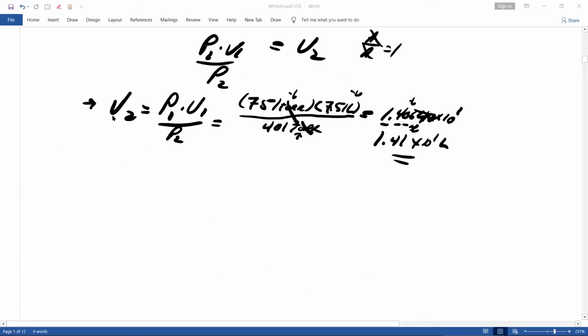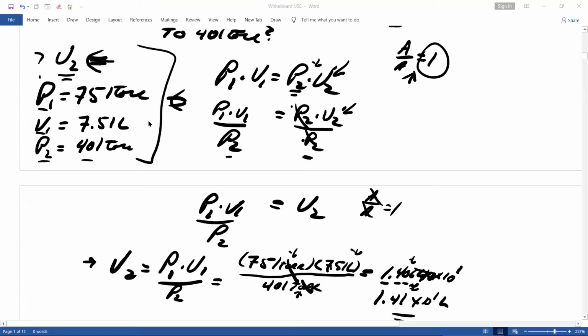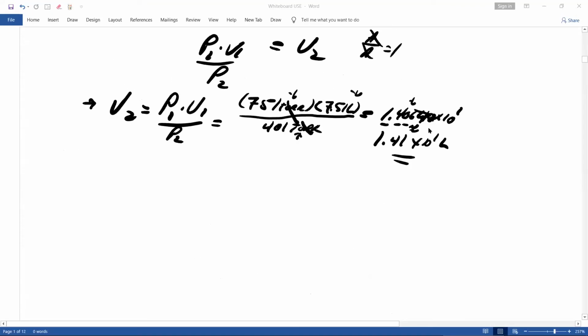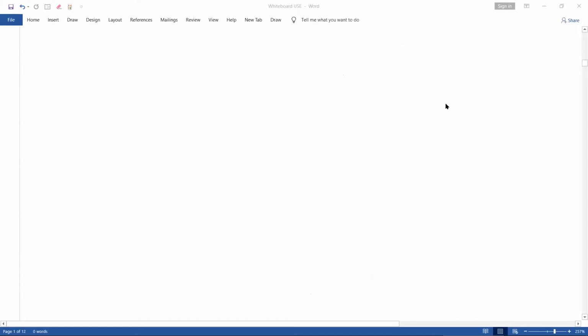I rewrite it, you don't have to, I like to. Put my numbers in that I took the time to figure out. And here's my answer, 3 significant figures. Oh, that was fun. Let's do another one.